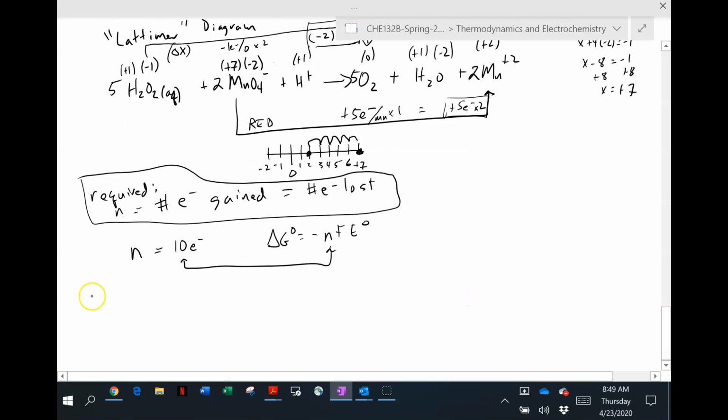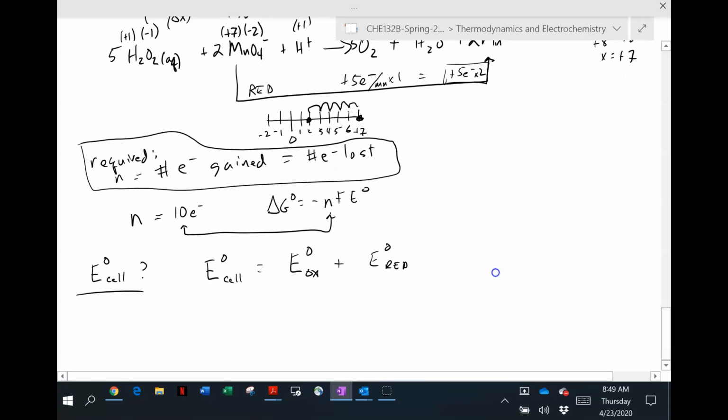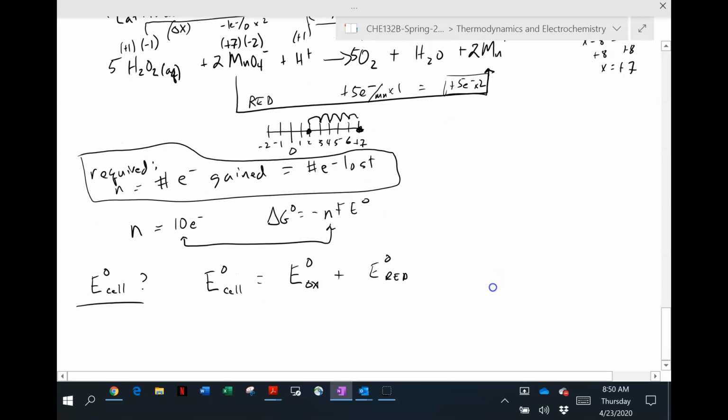How do we get E naught for the cell, we call this? How do we get that? Well, generally we're going to get the E naught of the cell by taking the E naught of the oxidation half reaction plus the E naught of the reduction half reaction, and we're going to pull those values from the tables.